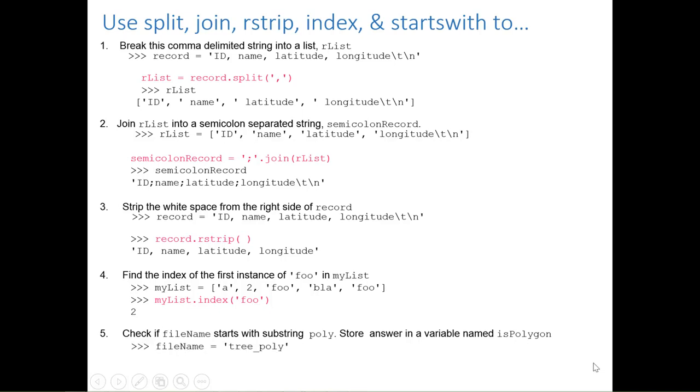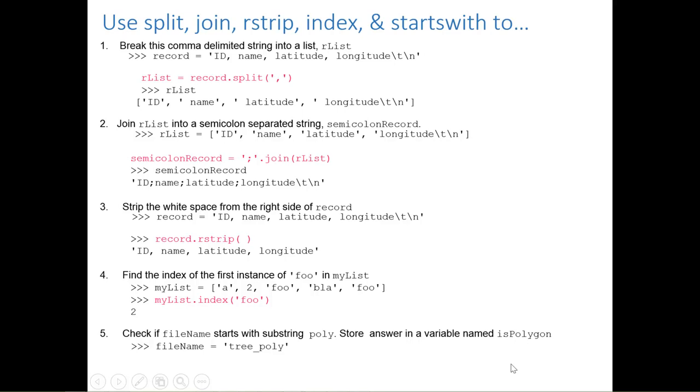Now for number 5, suppose we have the value of file name set as tree_poly. The question says, check if file name starts with the substring poly. Store your answer in a variable named isPolygon. So we're going to store our answer in a variable named isPolygon by using an assignment statement, and we're going to use the method called startsWith.